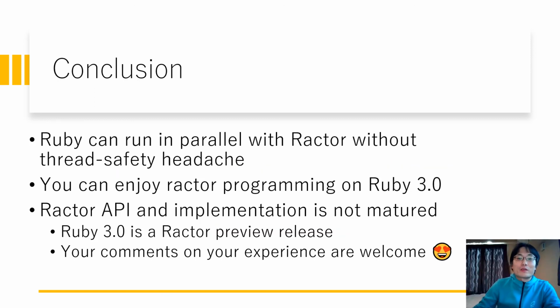Let's summarize this talk. Ruby programs can run in parallel with the new Ractor abstraction without thread safety concerns. Ractor will be shipped with Ruby 3.0, so you can enjoy it with Ruby 3.0 and also with recent preview releases. But it is not matured, so maybe Ruby 3.0 will be a preview version of Ractor, and your comments on your experience are very welcome.